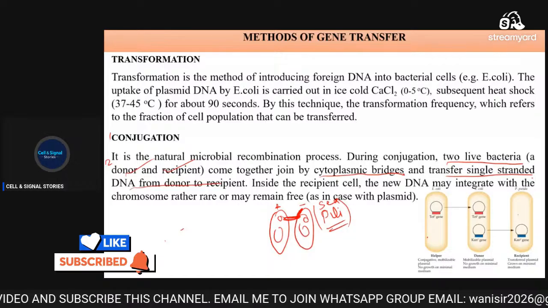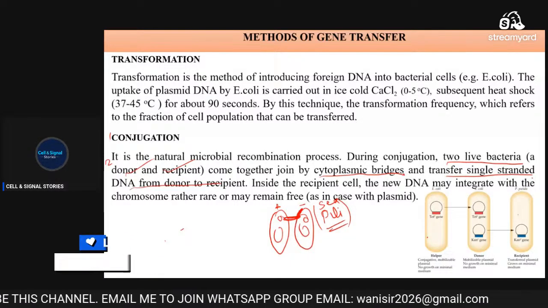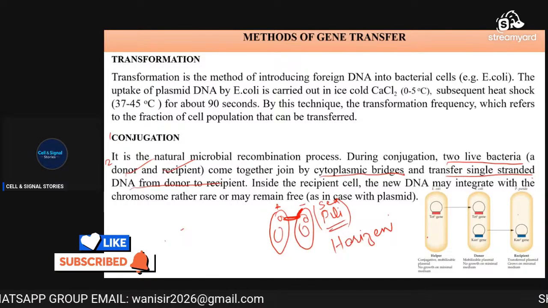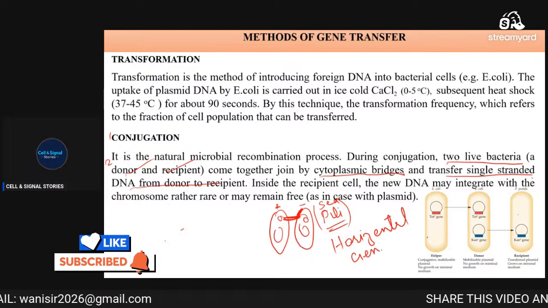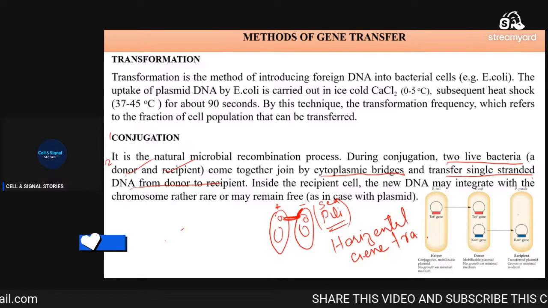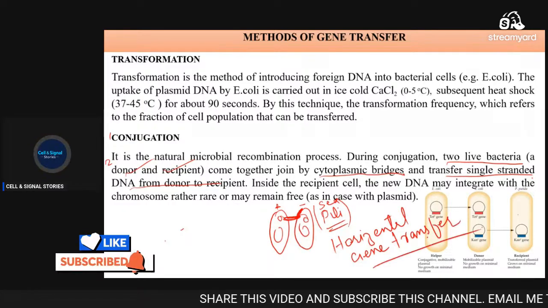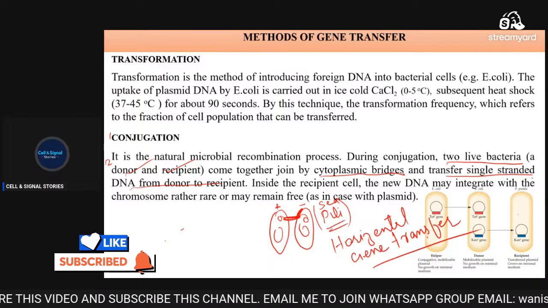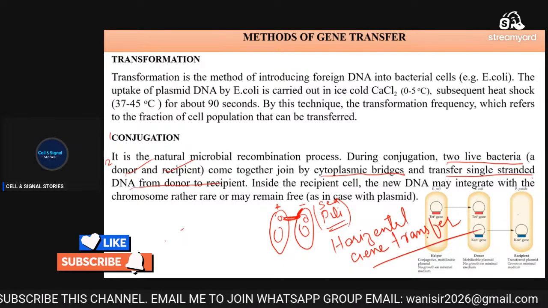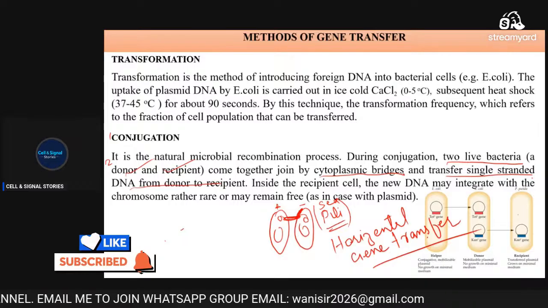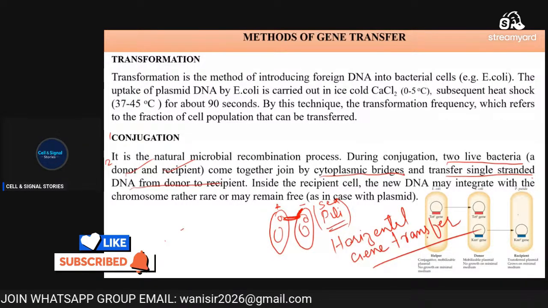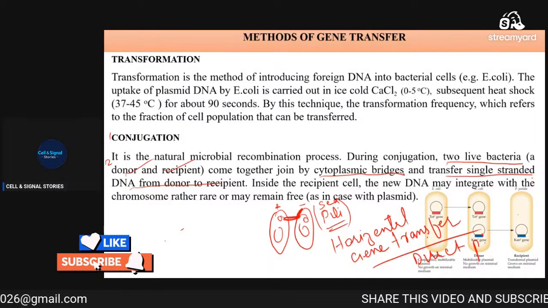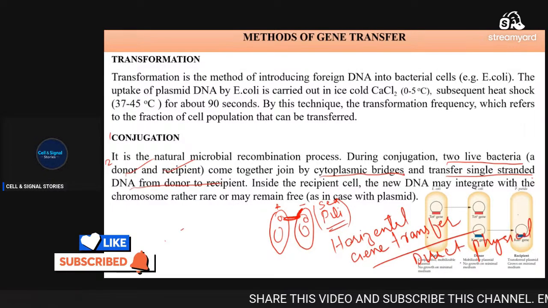So bacterial conjugation is a form of horizontal gene transfer. This is a most important question: what is the type of horizontal gene transfer? In most of the exams this is asked, and this is called horizontal gene transfer, where the donor transfers the genetic materials to the recipient through direct physical contact.